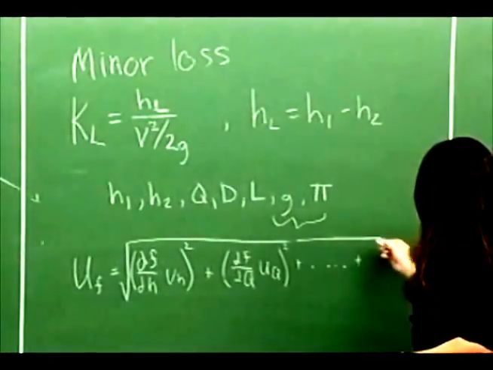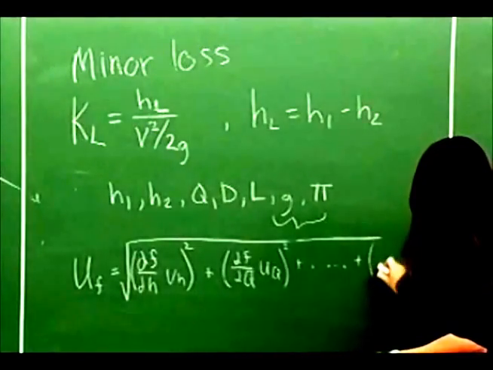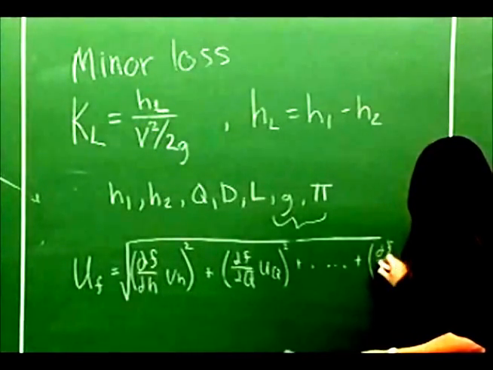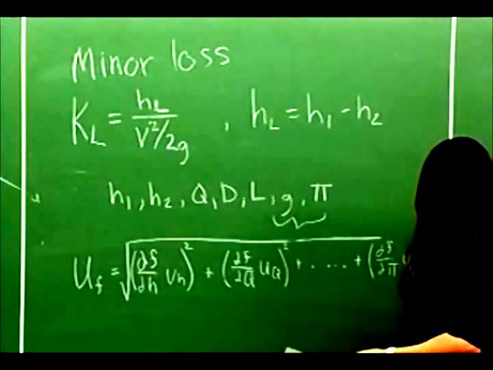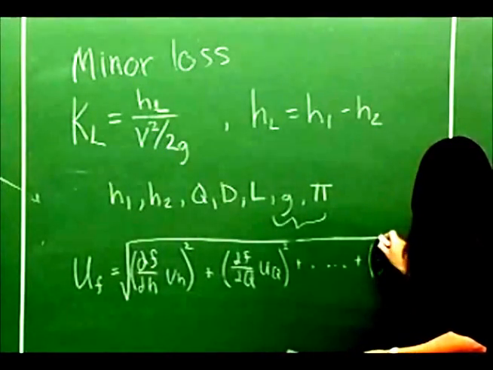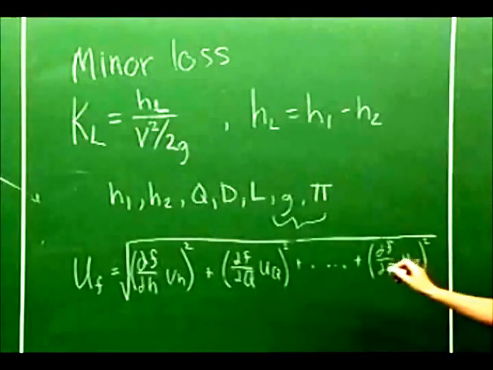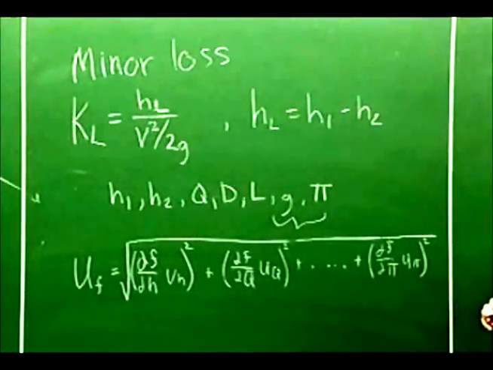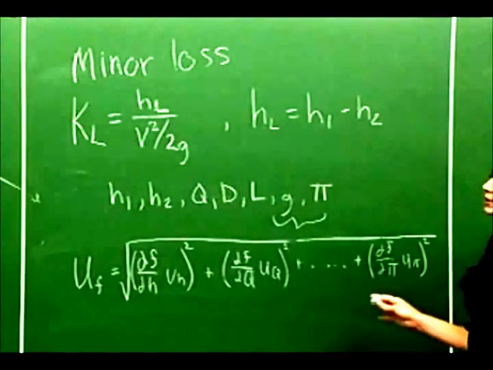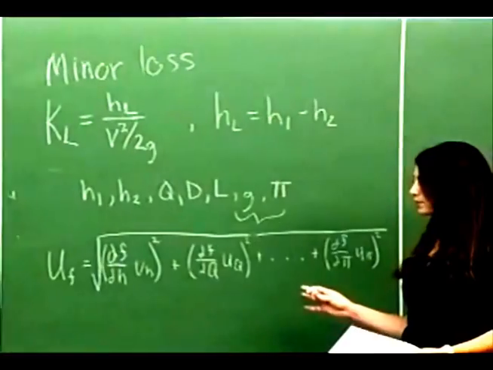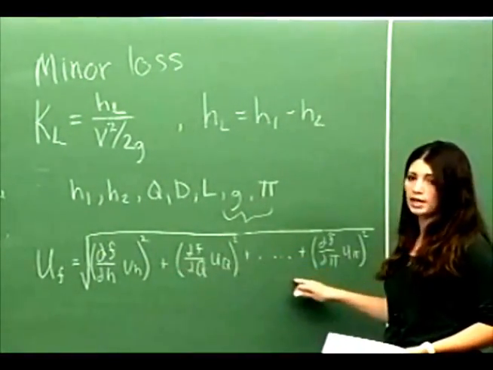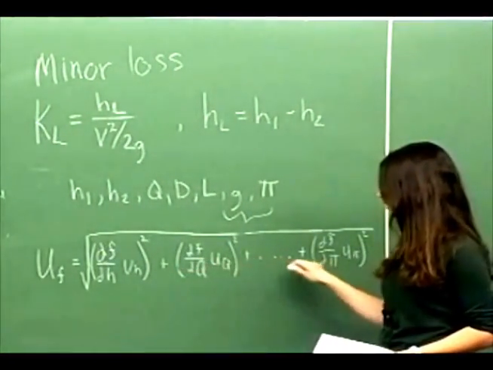And your last one would be with respect to pi, times the uncertainty of pi. And this expression is going to give you the total uncertainty for the friction factor. Now, the best way to do this is to put all of your data into a spreadsheet and to set it up so that you can type this expression in one time and that these different values will change.